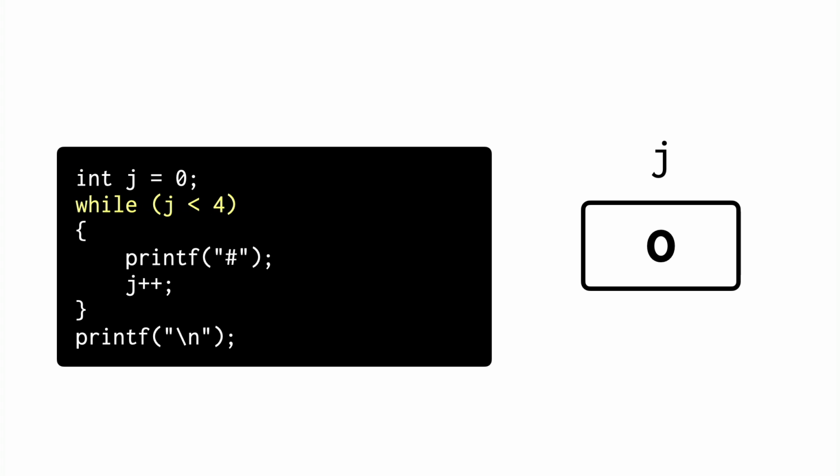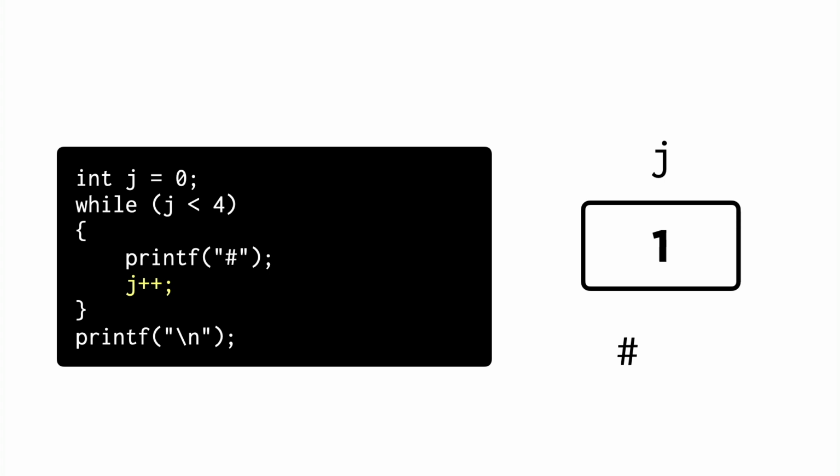Let's say I first want to print this single hashtag down below. So now I've gone and I've said, well, is j less than 4? It is. It's currently 0. So I'll print out a single hash. And then what will I do? I'll then say, let's increase j by 1 using the syntax of ++, some syntactic sugar here, to say j is now 1 more than what it previously was.